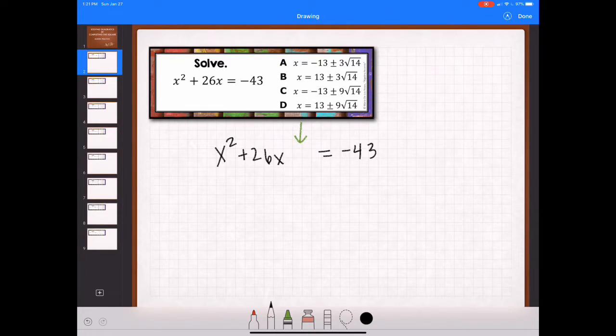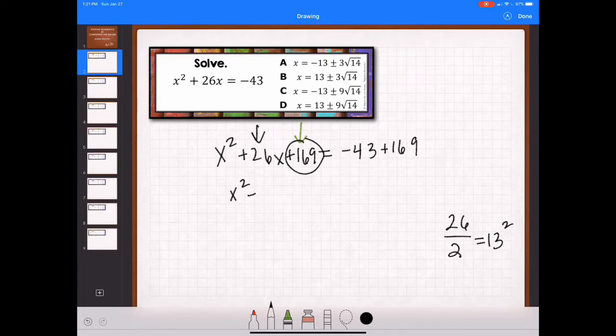So if you remember, to complete the square, you take this middle term right here, 26, divide it by 2, that gives you 13, and then you square that result. So 13 squared is positive 169, and then you fill it in right there. Okay, so if we add 169 to one side of the equation, we have to add it to the other side of the equation to balance it out. So now we have x squared plus 26x plus 169 equals, and you'll take negative 43 and you'll add 169.